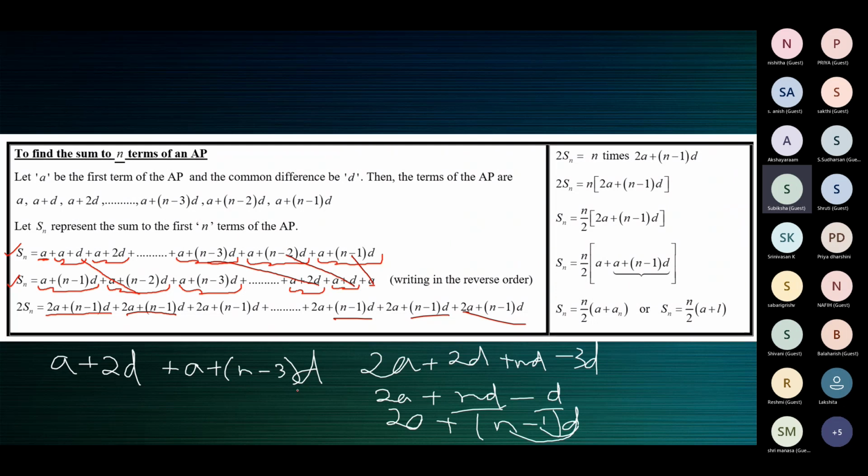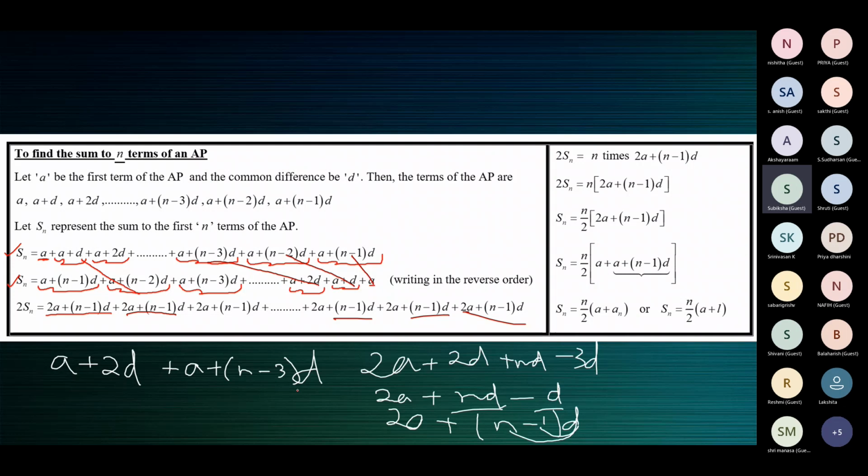So how many times does that happen? It happens n times. 2A plus n minus 1 into D happens n times. Why n times? Because there are n terms. How do we know n terms? Because the last term in this sequence is A plus n minus 1 into D, and that is the nth term. Nth term meaning n terms are there: first term, second term, third term, fourth term, fifth term, n terms. So 2A plus n minus 1 into D happens n times. If there are 50 terms, it will happen 50 times.